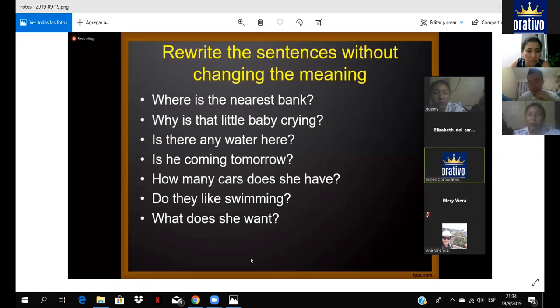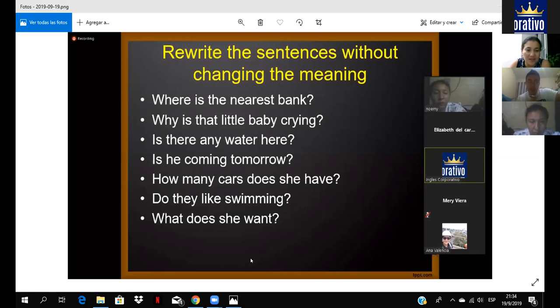Do you know? Would it be possible to know how many cars does she have? Glenda, try to finish doing it, please. Do you know how many cars she have? She have is? No. ¿Y por qué le va a poner is ahí? No is. She has. Excellent. She has, because it's third person singular. Excellent.